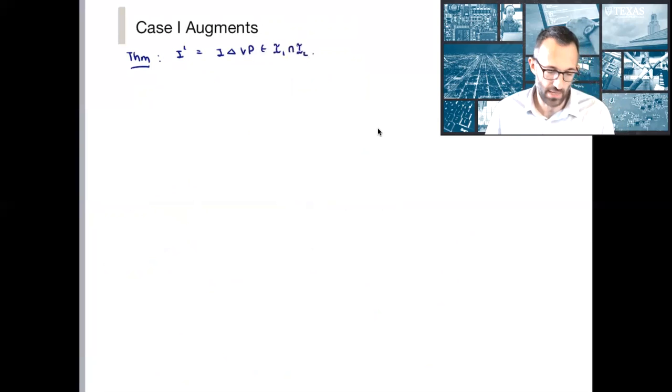All right, let's see how this works. So I'll write this as a theorem that indeed this I dash, which is equal to the symmetric difference of I and this path, is an element of I1 intersect I2.